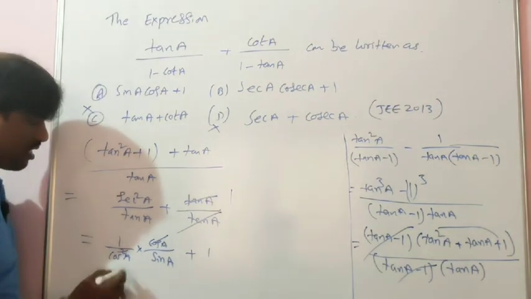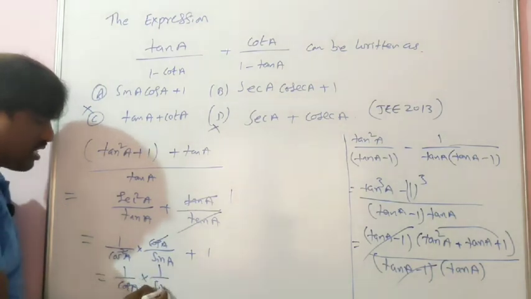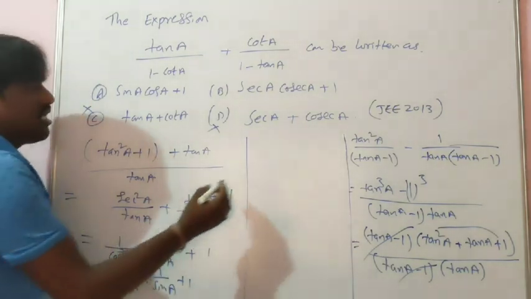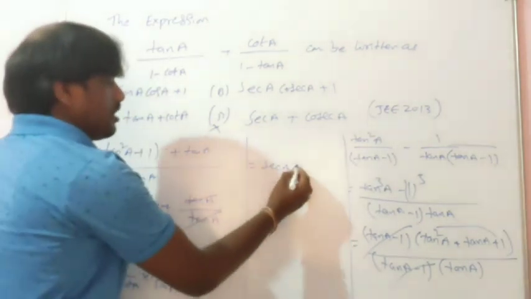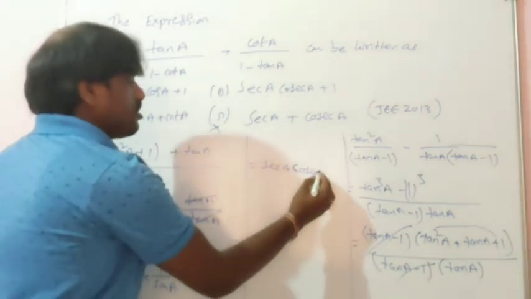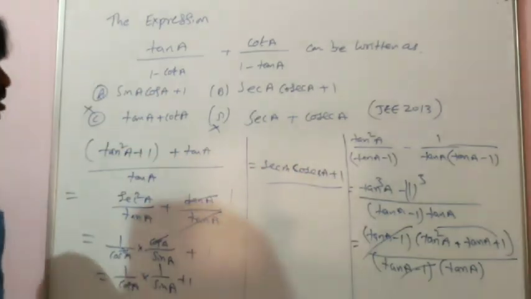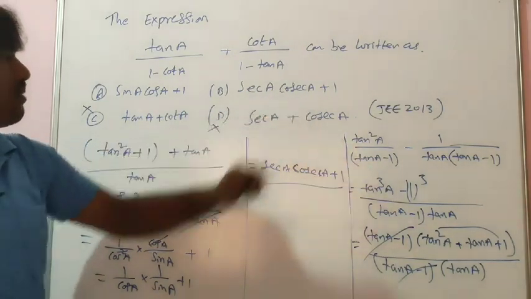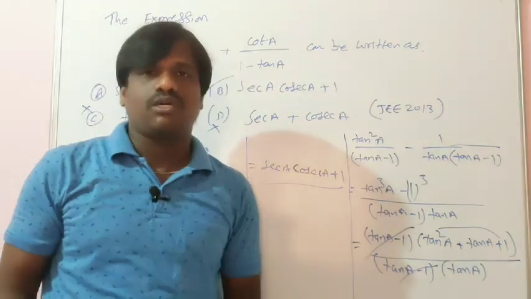So what I got here is 1 by cos A into 1 by sin A plus 1. So 1 by cos A can be written as what? 1 by cos A is nothing but sec A. 1 by sin A is nothing but cosec A. Plus you have 1. So sec A into cosec A plus 1. Sec A into cosec A plus 1 is option B, and this was asked in JEE Mains 2013.